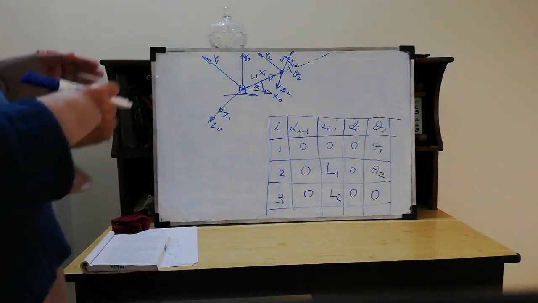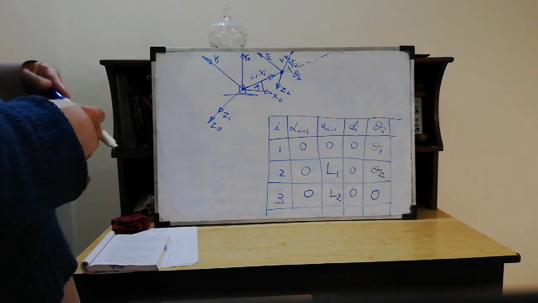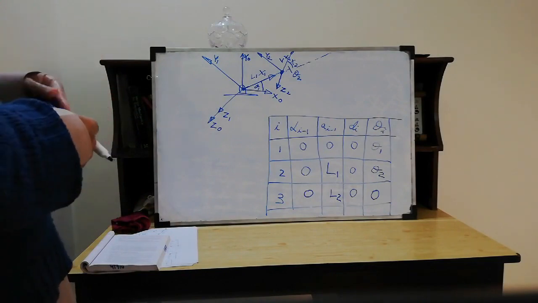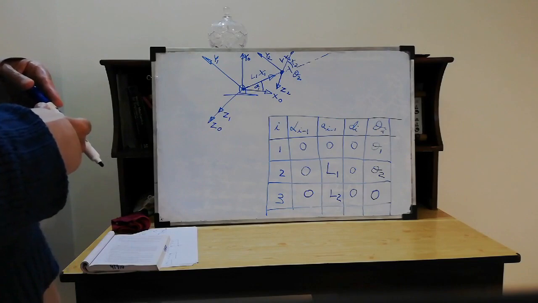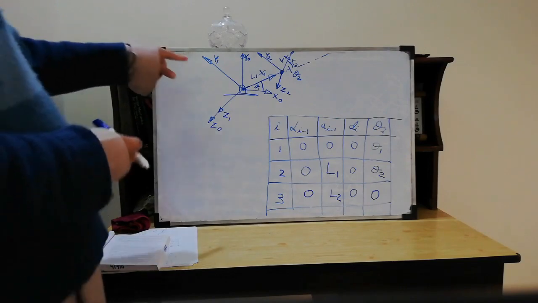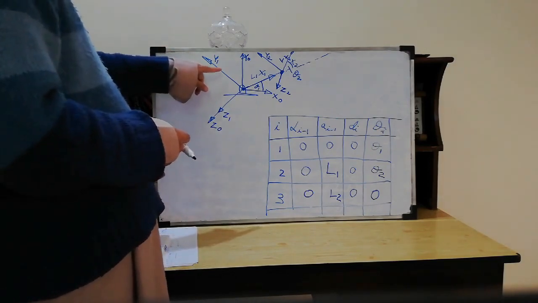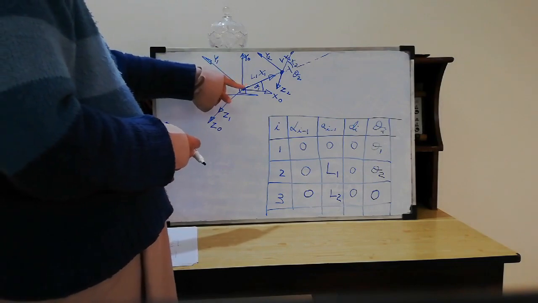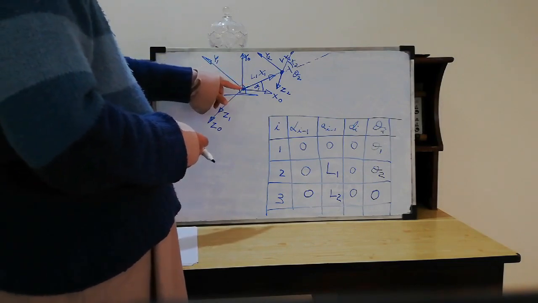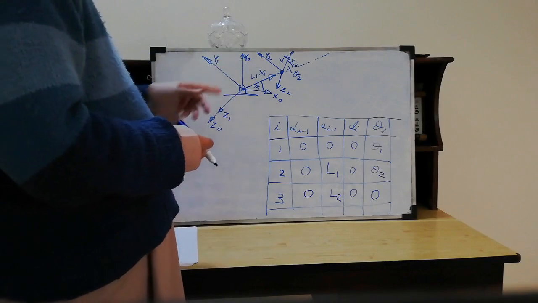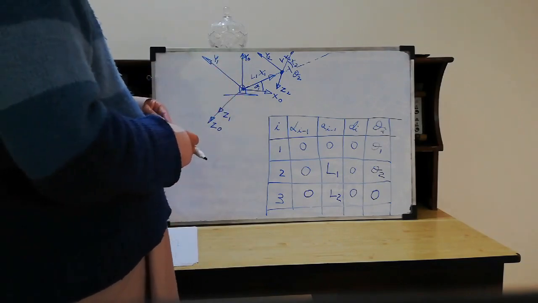So this is the table which you should all know how to fill out. So we are going to represent these values. You must be able to learn how to draw the axes for the joints, and then should be able to do this.